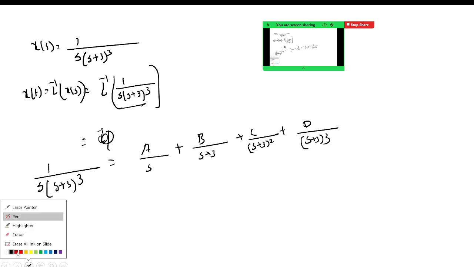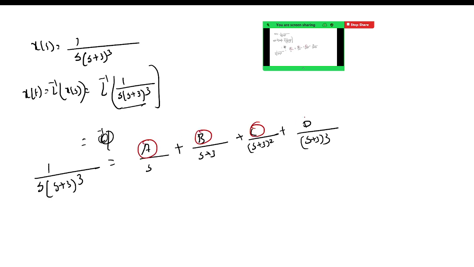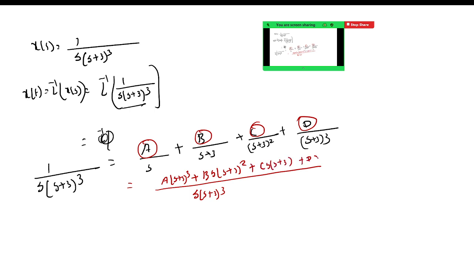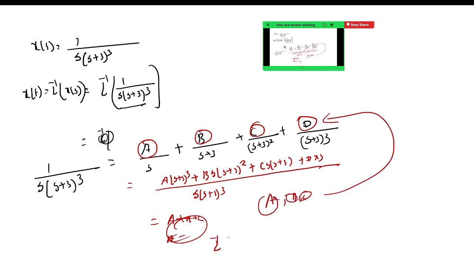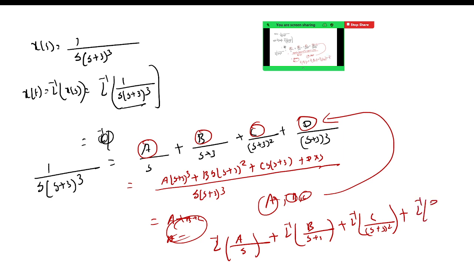Now from here you can calculate the values of a, b, c and d. How can you calculate? You will be multiplying by s into (s plus 3) whole cube. So a into (s plus 3) whole cube plus b into s into (s plus 3) whole square plus c into s into (s plus 3) plus d into s. So now from here you will be getting equations in terms of a plus b plus c, something like that, and you will solve and get the values of a, b, c, and d. Once you substitute the values, you take Laplace inverse of a upon s, plus Laplace inverse of b upon s plus 3, plus Laplace inverse of c upon (s plus 3) whole square, plus Laplace inverse of d upon (s plus 3) whole cube, right? So in that way you can calculate the value of the function. Are you getting it?